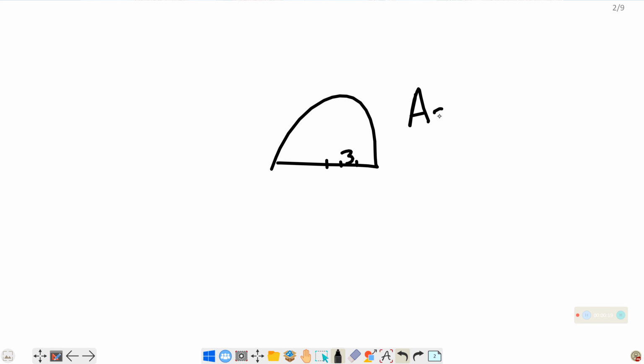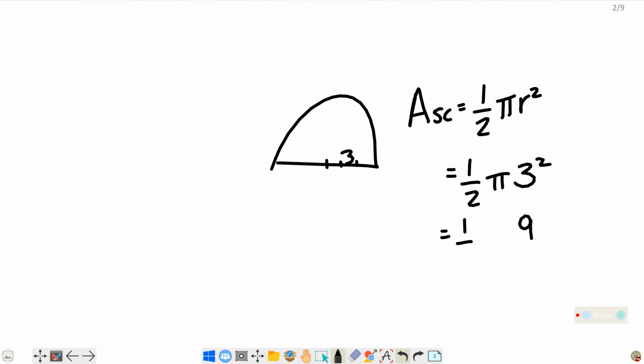The area of a semicircle is half of the area of a circle, and a circle is pi times radius squared. So we just need to plug in the information we know. We know that the radius is 3, so we need to square 3. 3 squared comes out to 9, so we have 1/2 times pi times 9.